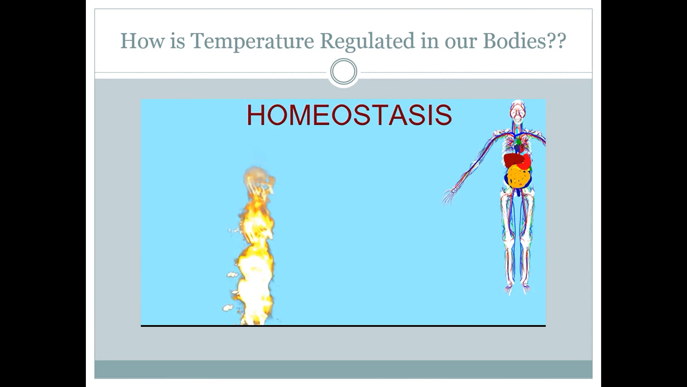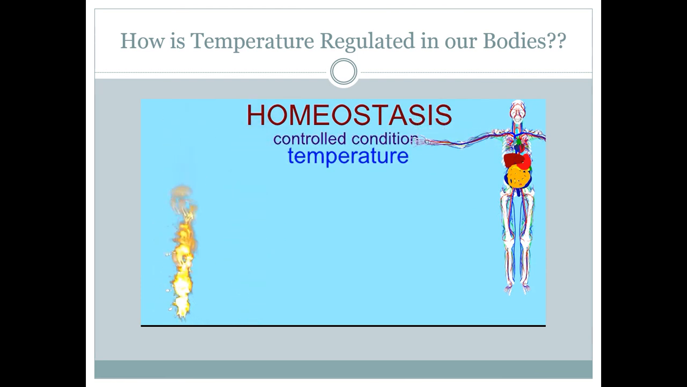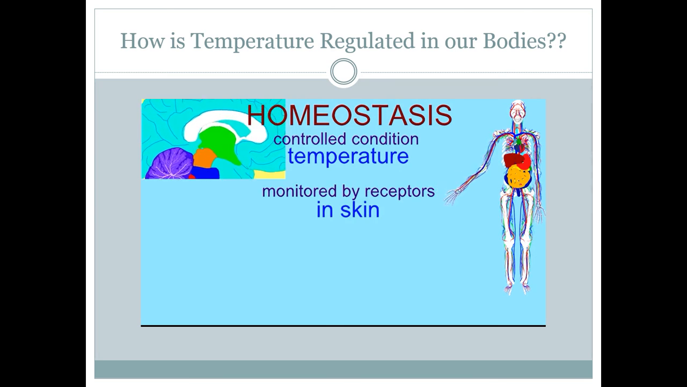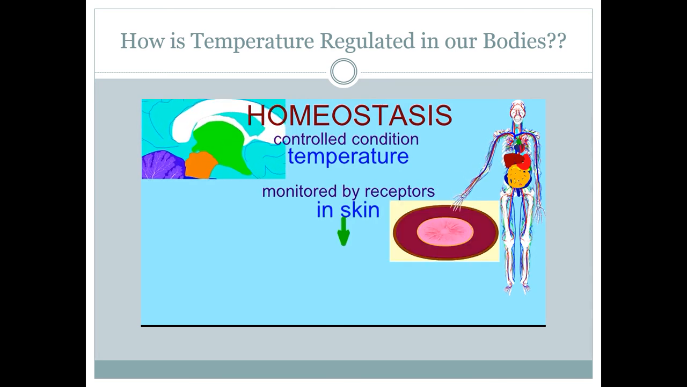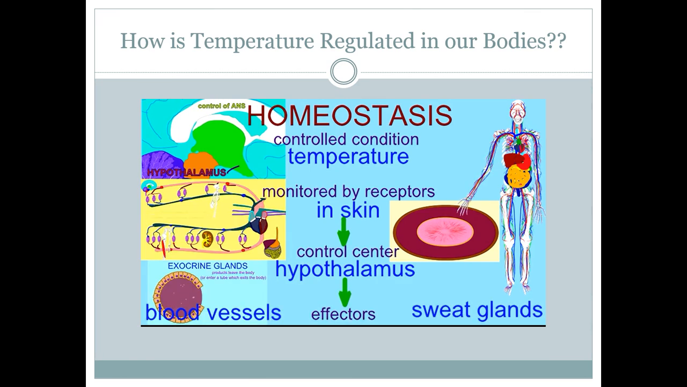If, for example, body temperature were to rise, receptors would detect this increase and communicate this with the hypothalamus. The hypothalamus would then cause vasodilation of blood vessels going to the skin and the secretion of water from sweat glands to help cool the body, and this would return body temperature to normal.